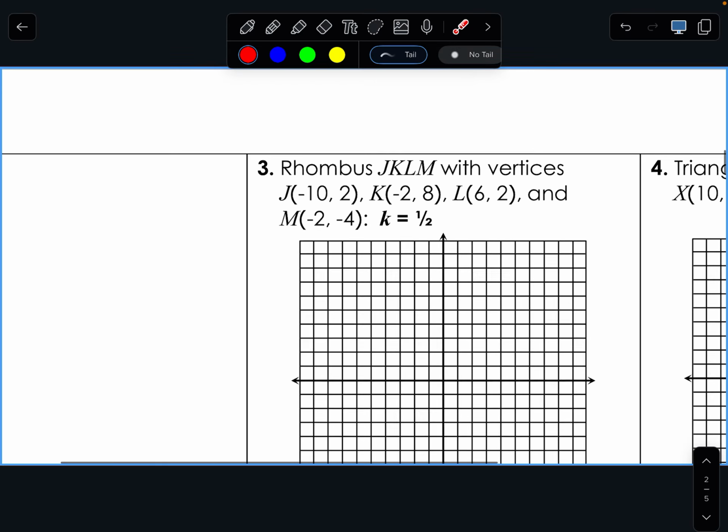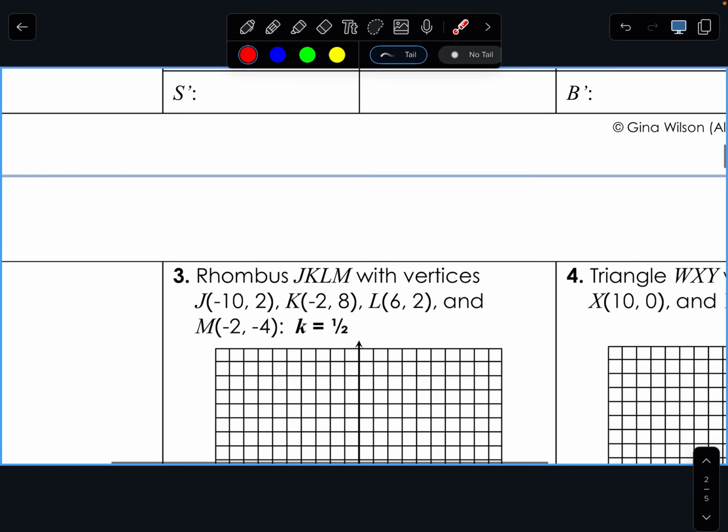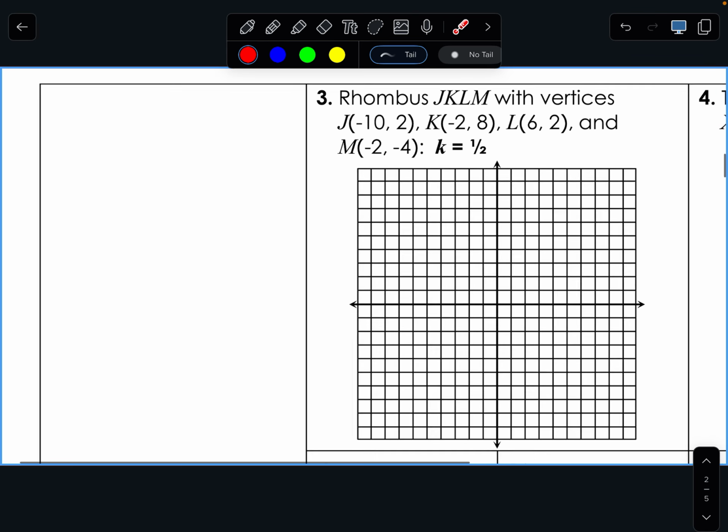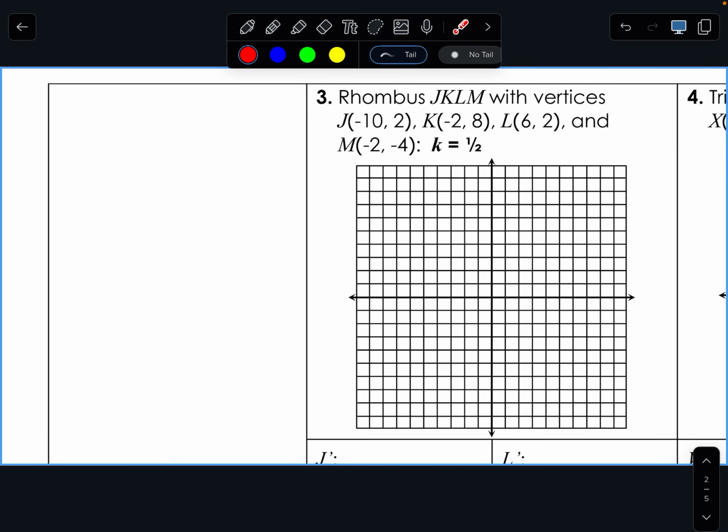All right, let's look at number 3. So this time I have a fraction. Not only is it a fraction, but is half greater or less than 1? Half is less than 1. That means this is a reduction. I'm going to reduce this shape. And it's a rhombus, which means I have 4 sides.